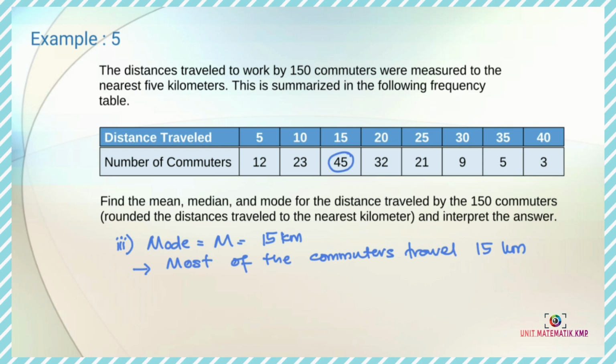This is the last example for lecture 2. I hope that you can understand how to find the mean, median and mode for ungrouped data. Also, I hope that you can understand how to interpret the mean, median and mode, and also know how to state the shape for the distribution data.